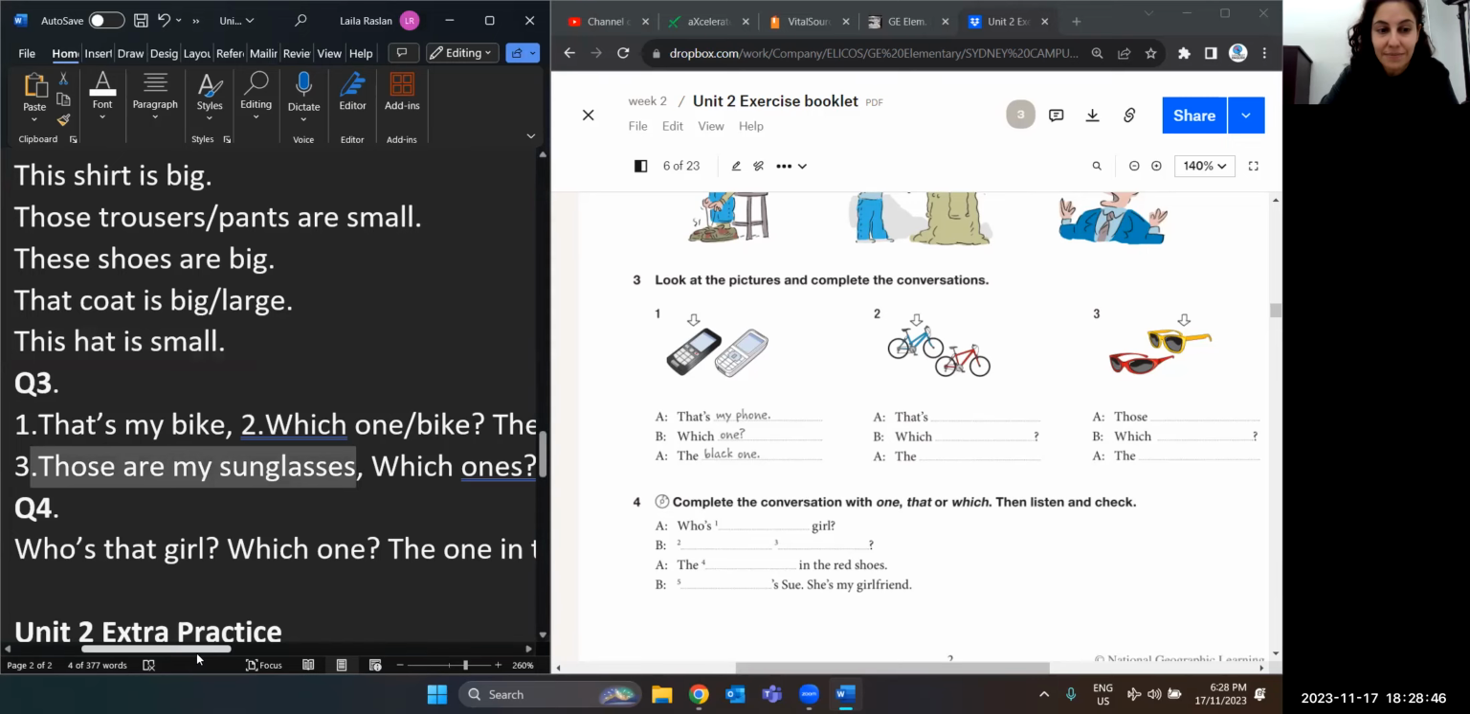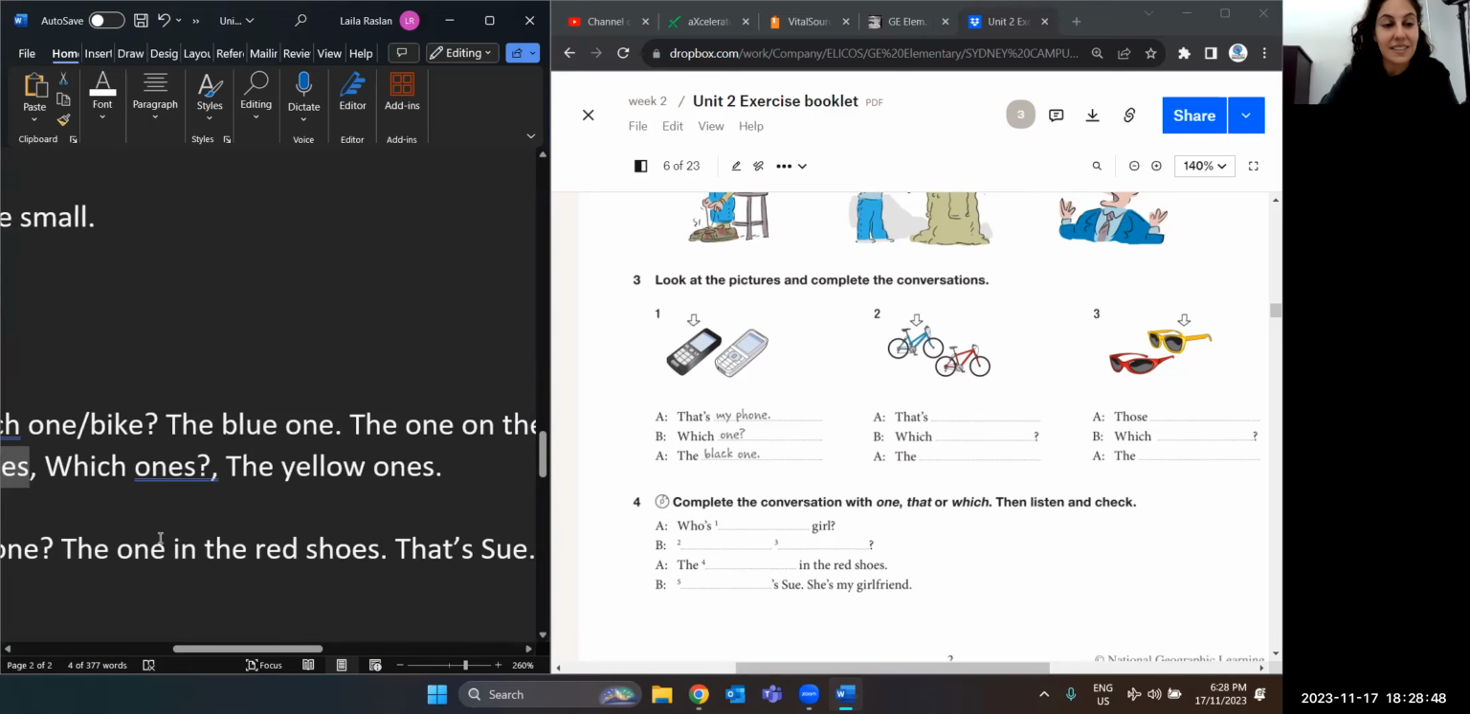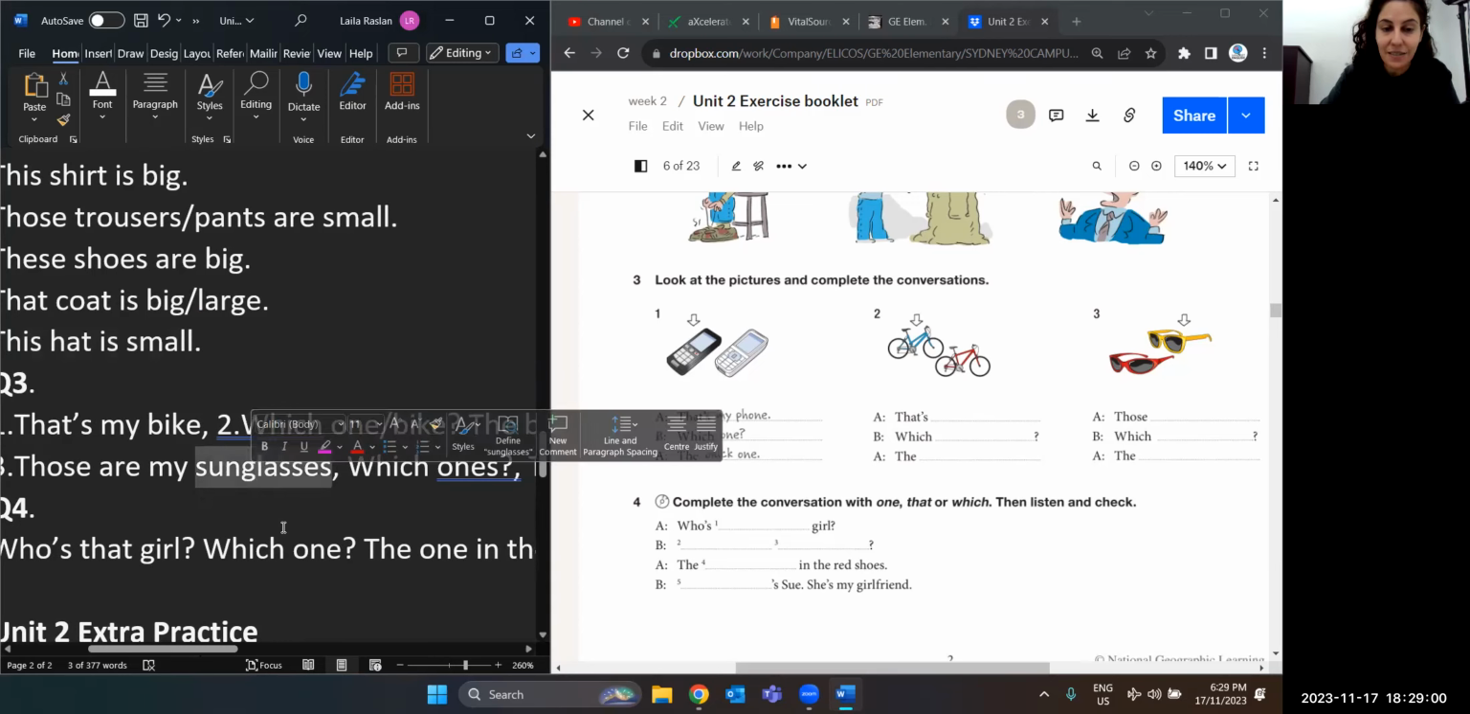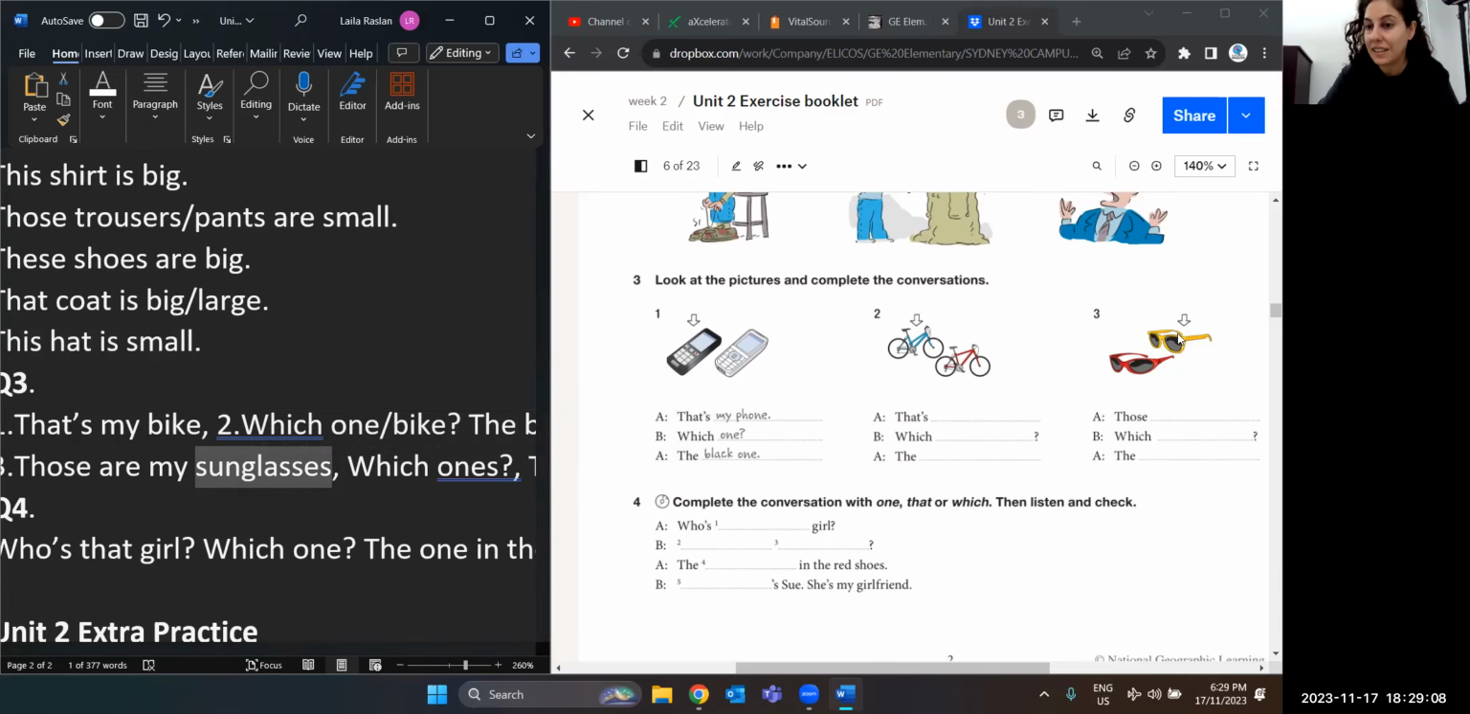Which one? Which ones? Sorry, yep, which ones? The yellow ones. Now, again, yes, it is one object, but because it has a plural ending, sunglasses, we're only talking about one pair of sunglasses, but we need to speak about it in the plural. These or those are my sunglasses. Which one? The yellow ones.